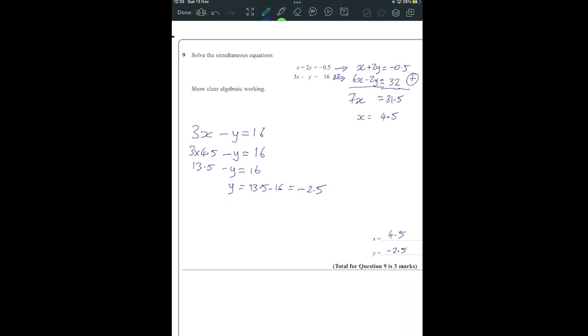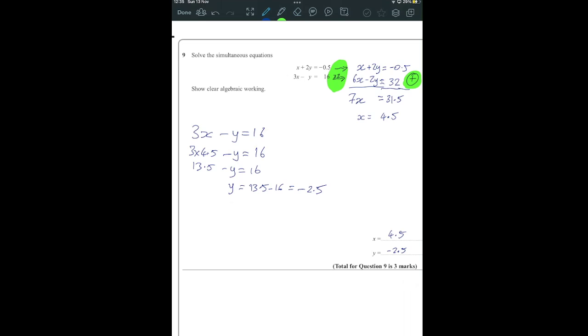A couple of things to point out with this question. Do try and signpost as much as possible what you're planning to do. So I put these arrows here and also this plus here to tell the examiner exactly what I'm doing. It makes it a lot easier for them to mark it.